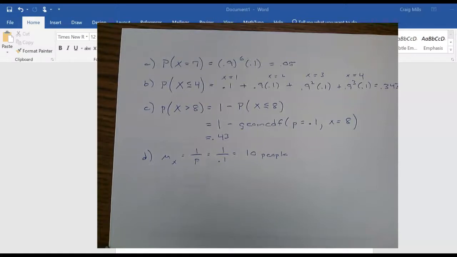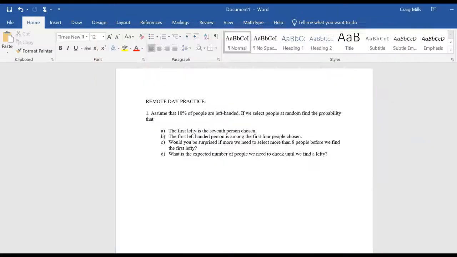So hopefully that was helpful. That goes through geometric a little bit. I'm going to move on to question 2.